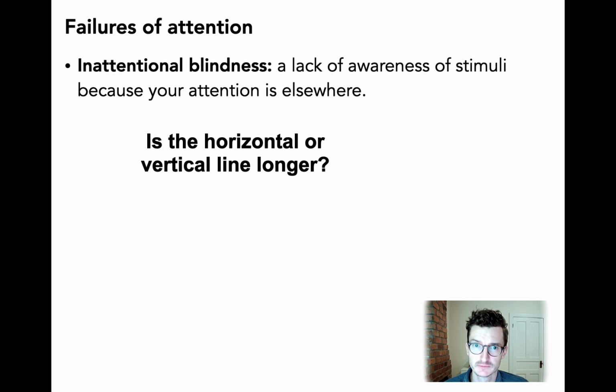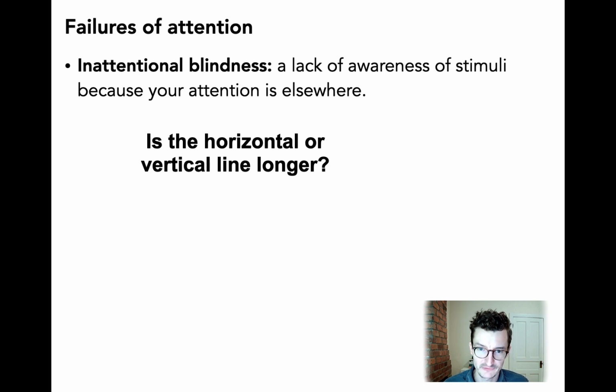Failures of attention. What happens when we fail to attend to our world? There's one phenomenon that's been highly studied known as inattentional blindness. The idea here is that we have a lack of awareness of stimuli because our attention is directed elsewhere. So we're so engrossed in a task that we fail to notice something else happening.